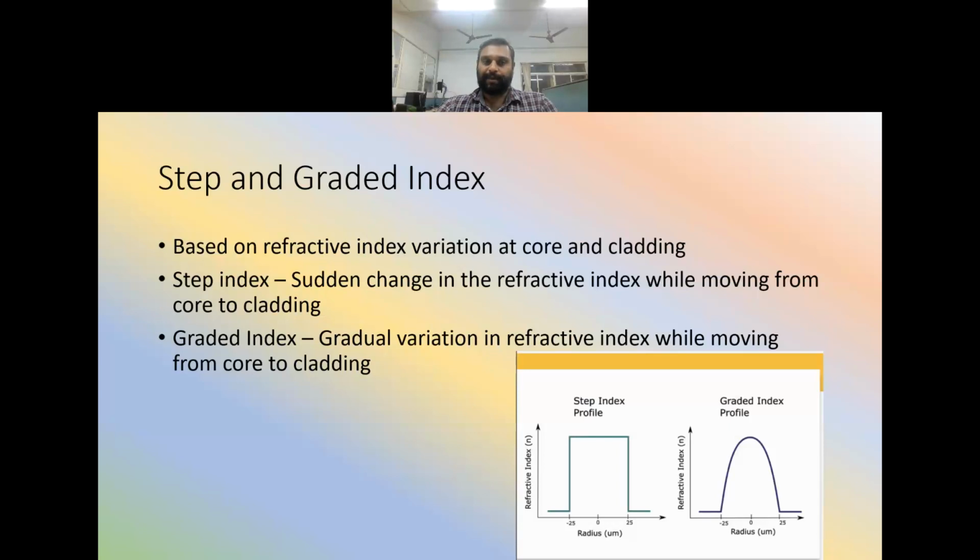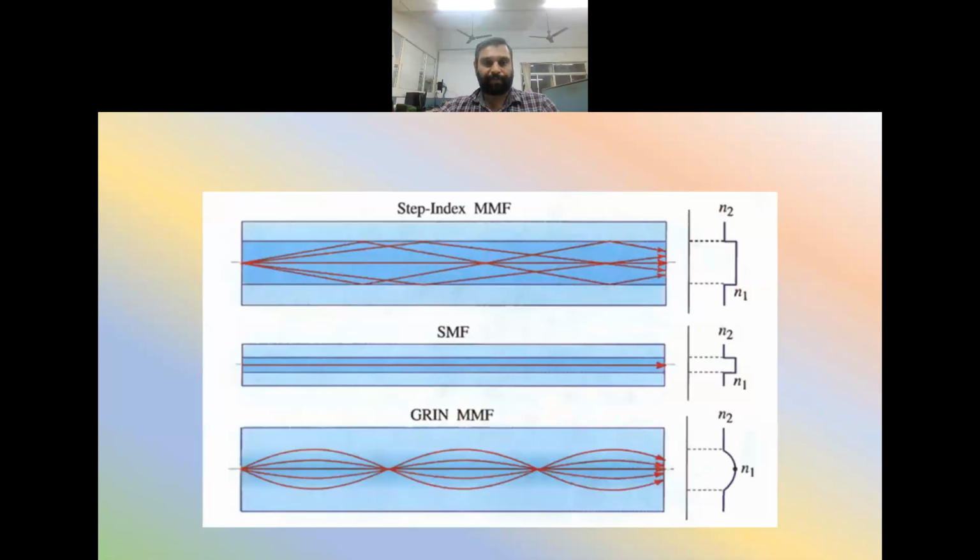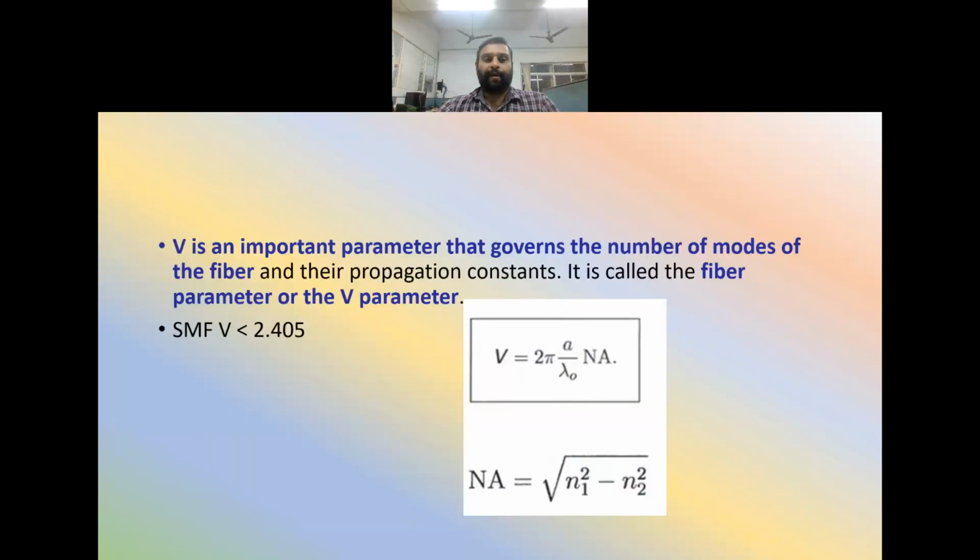Another classification is step index and graded index. This shows how the refractive index varies from the center of the core towards the cladding side. If the variation is a sudden variation, it is called a step index, as shown in the figure. It is a rectangular function. And if it is gradually varying, it is called a graded index fiber. Here it shows the different variations, and how the light waves are traveling.